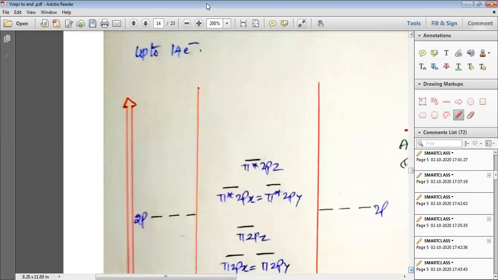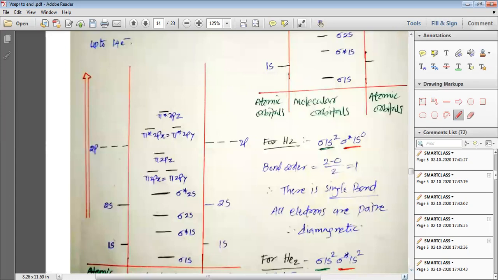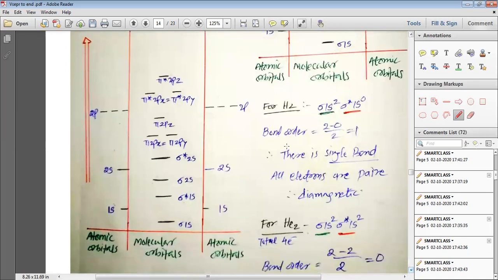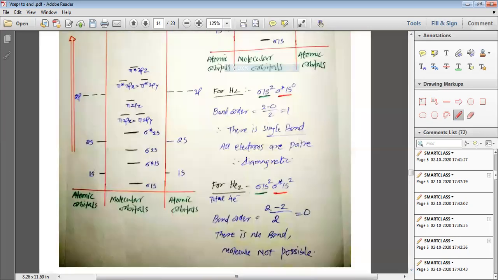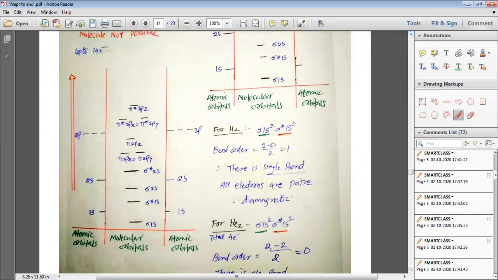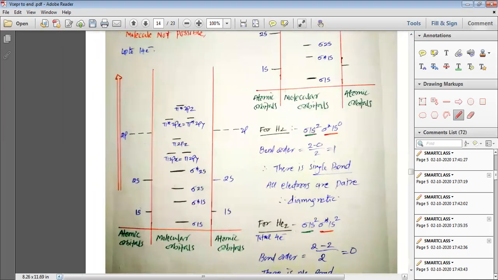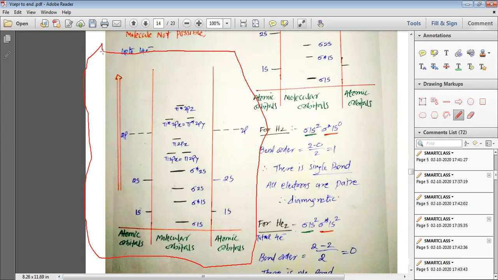Now let us study how, from the atomic orbitals, these molecular orbitals can be formed. So first we shall look into this formation of the molecular orbitals from the atomic orbitals. Let us look particularly at up to the first 14 electrons, my dear students. Just to make you understand it well, I'm encircling the area that we are going to study now. You need to focus your attention on this area.